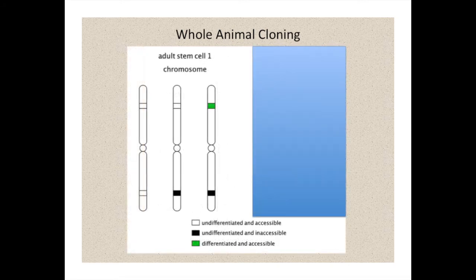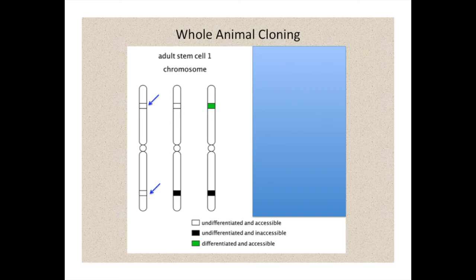Okay, that was the easy part. Now it gets a little trickier. If you look over on the left, the chromosome that has no color in it, but it has the two replicon clusters, we're going to call them undifferentiated and accessible to gene expression.